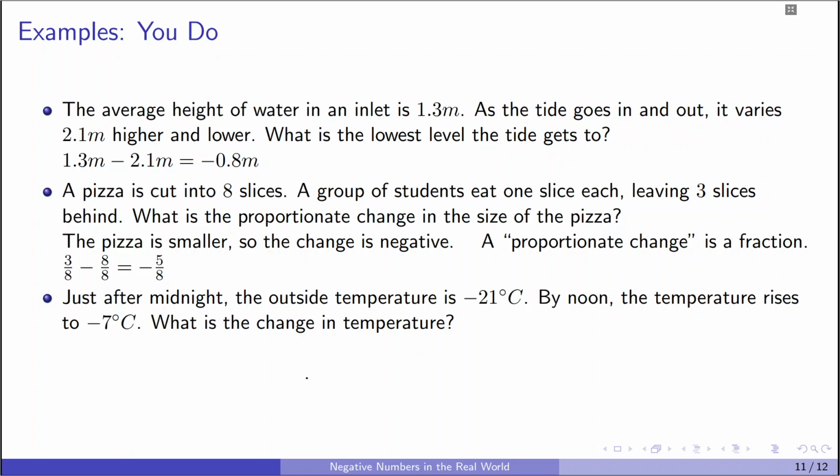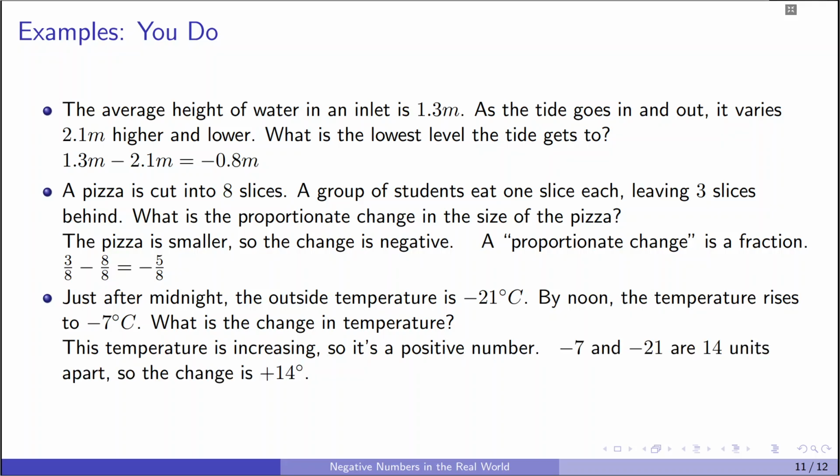Last example. Just after midnight, the outside temperature is negative 21 degrees Celsius. By noon, the temperature rises to negative 7 degrees Celsius. What is the change in temperature? Pause now. Take the time you need. Well, the temperature change is increasing, so it's a positive number. Negative 7 and negative 21 are 14 units apart, so the change is an increase of 14 degrees Celsius.